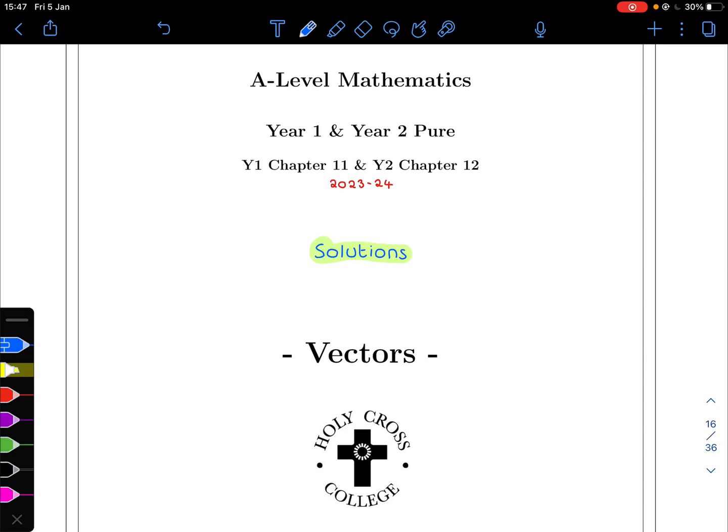Welcome to part 4 of the vectors chapter. In this video we're going to look at angles between 3D vectors and the axes, and then just do a couple of problem solving questions.